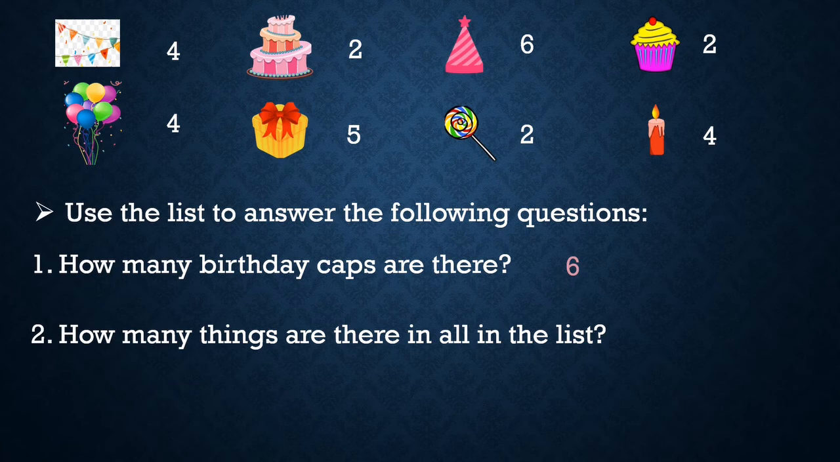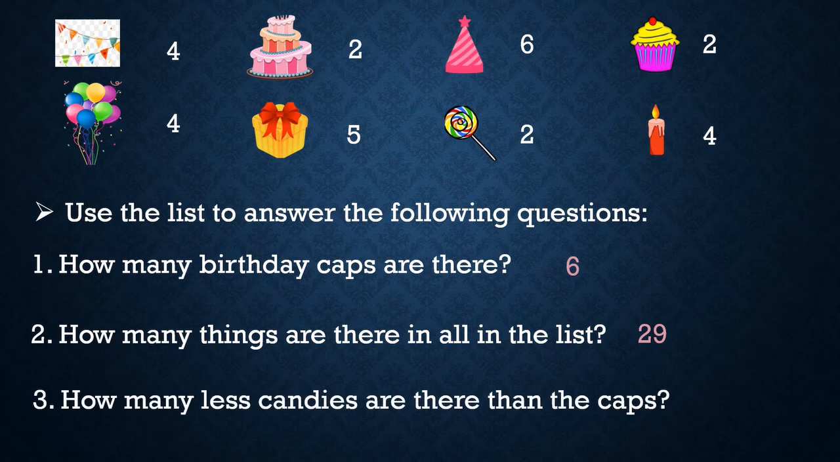Next question, how many things are there in all in the list? Now we have to add all the items in the list here. So there are 4 decorative ribbons, 2 cakes, 6 birthday caps, 2 cupcakes, 4 balloons, 5 gifts, 2 candies and 4 candles. So when we add all these, we get the answer as 29.